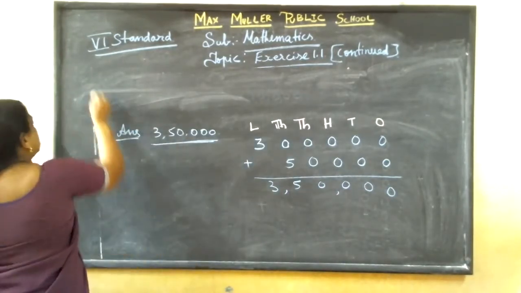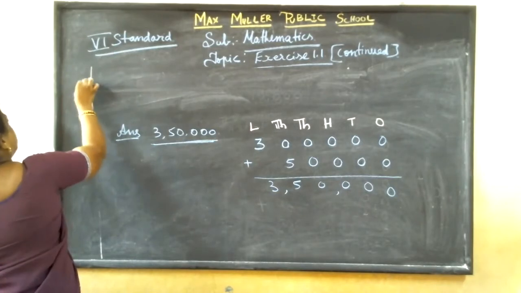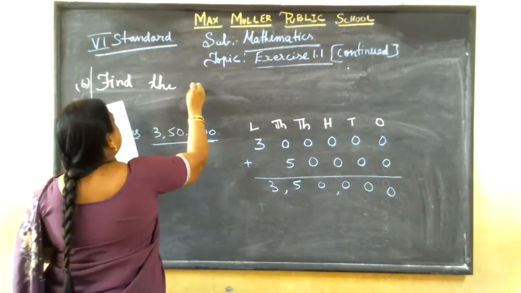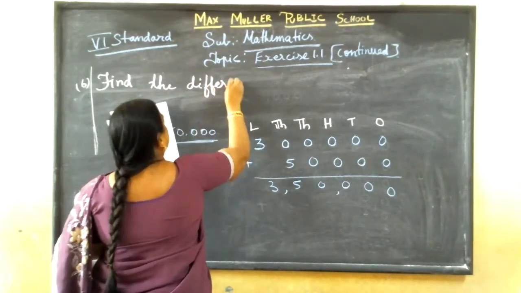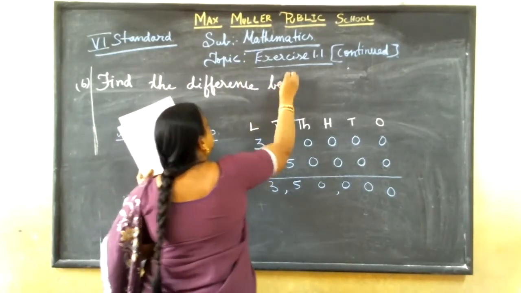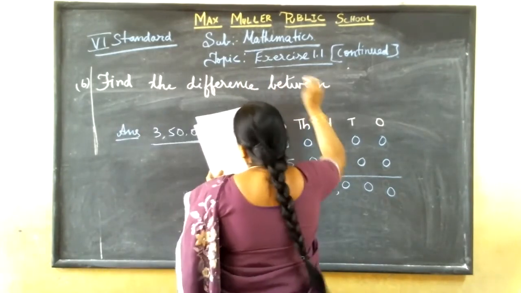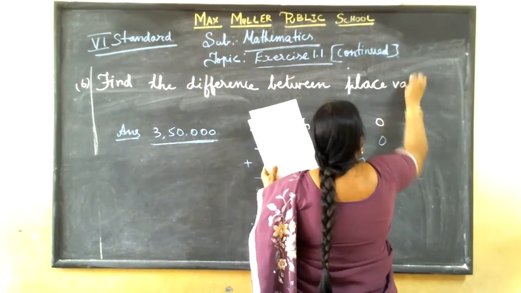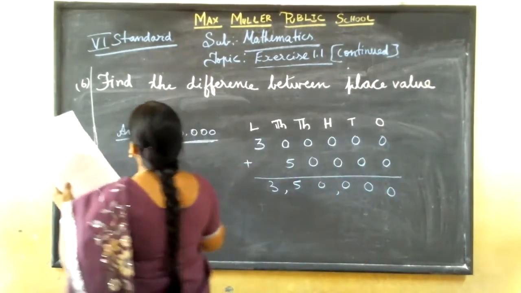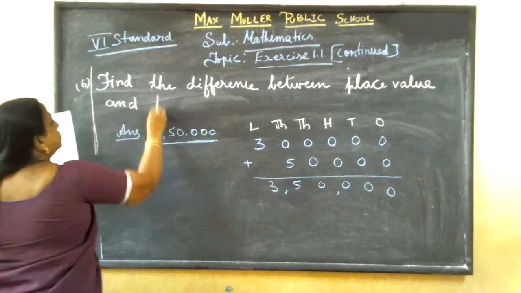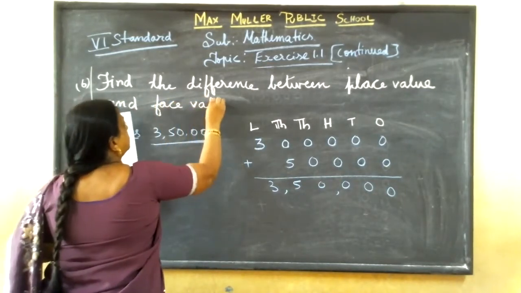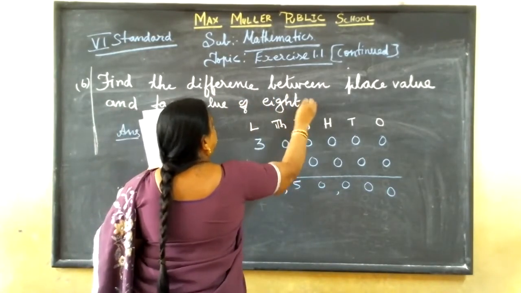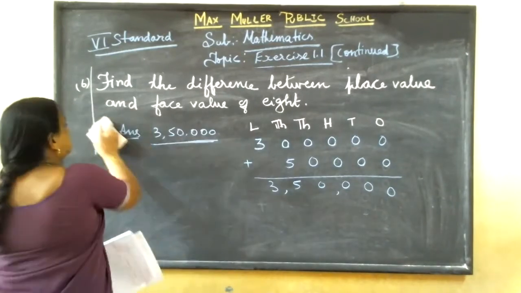Question number 6. You can copy, I'll write the heading first, children. Find the difference between place value and face value of 8. Okay, this is the question.